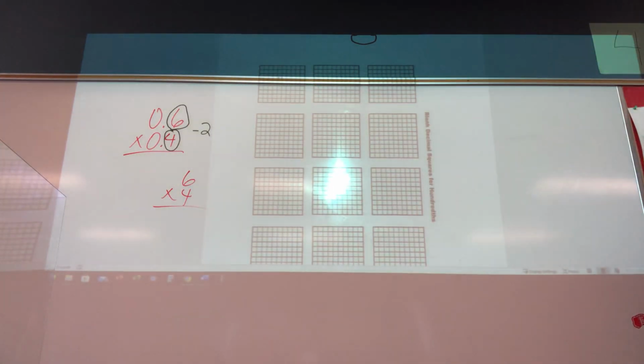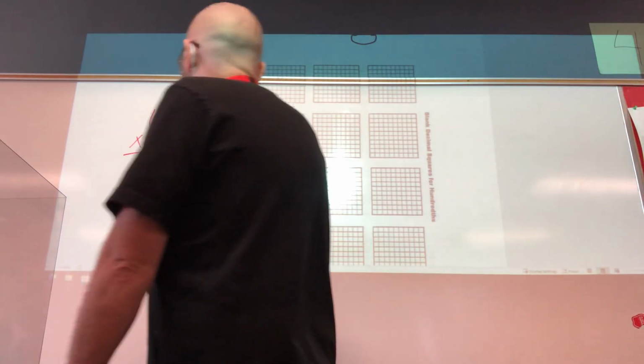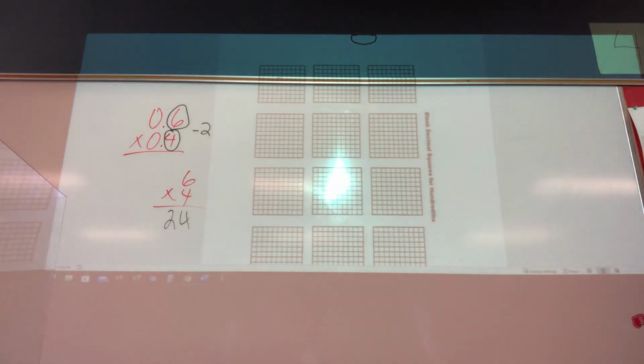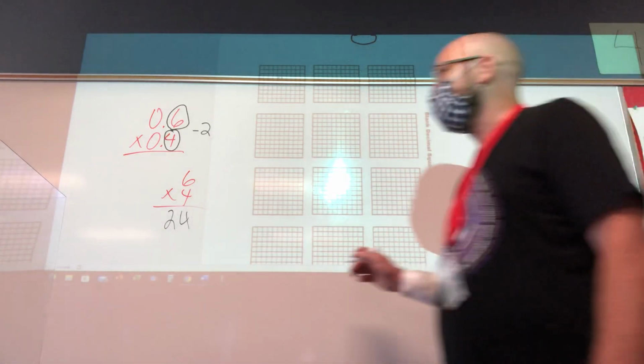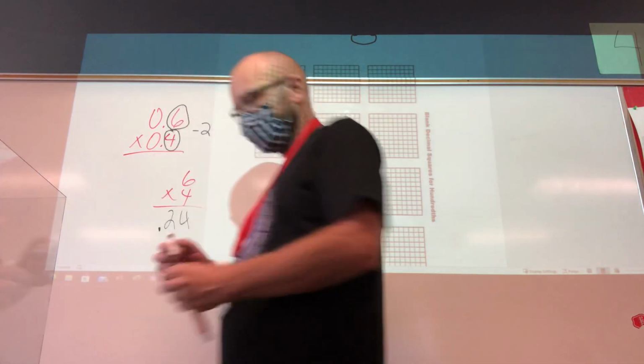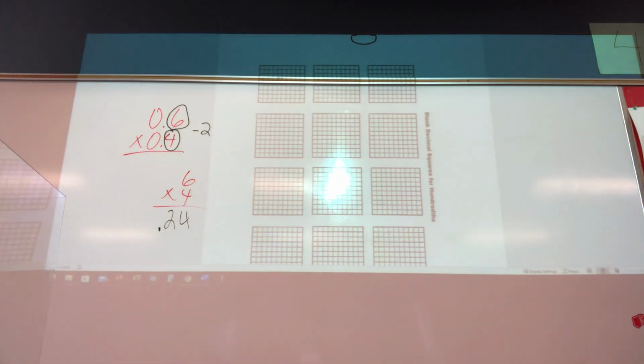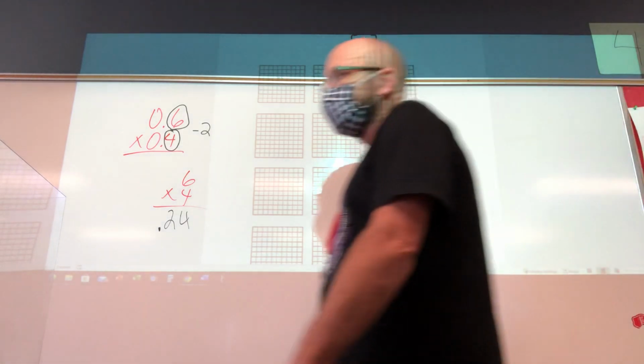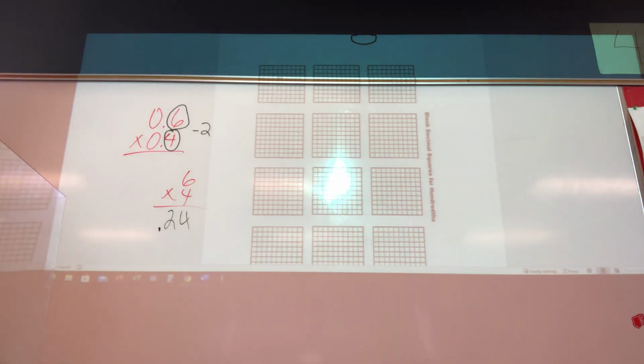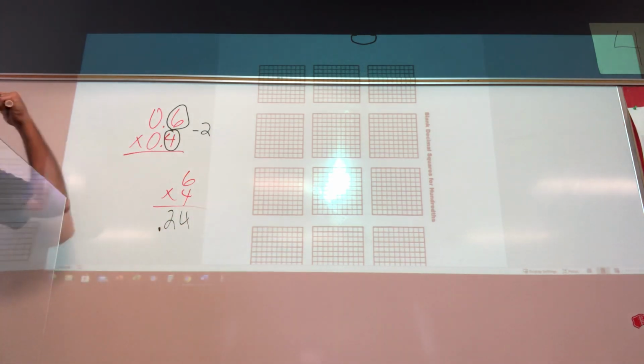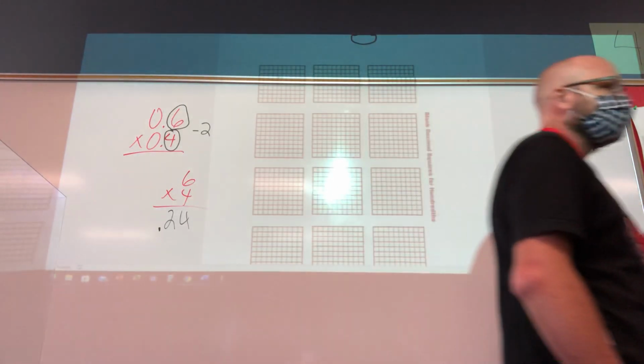Sophia, what is 6 times 4? 24. Now in my problem, there were 2 numbers behind the decimal point. So in my answer, there needs to be 2 numbers behind my decimal point. Count how many numbers are behind the decimal point total in all the factors. 2. That's how many need to be behind it in the product.